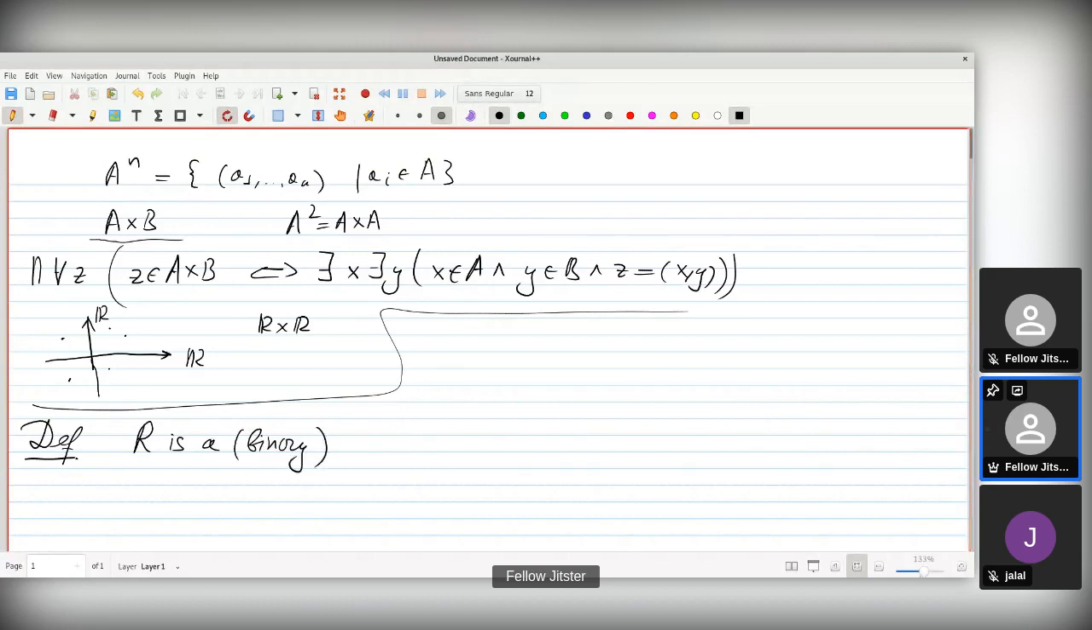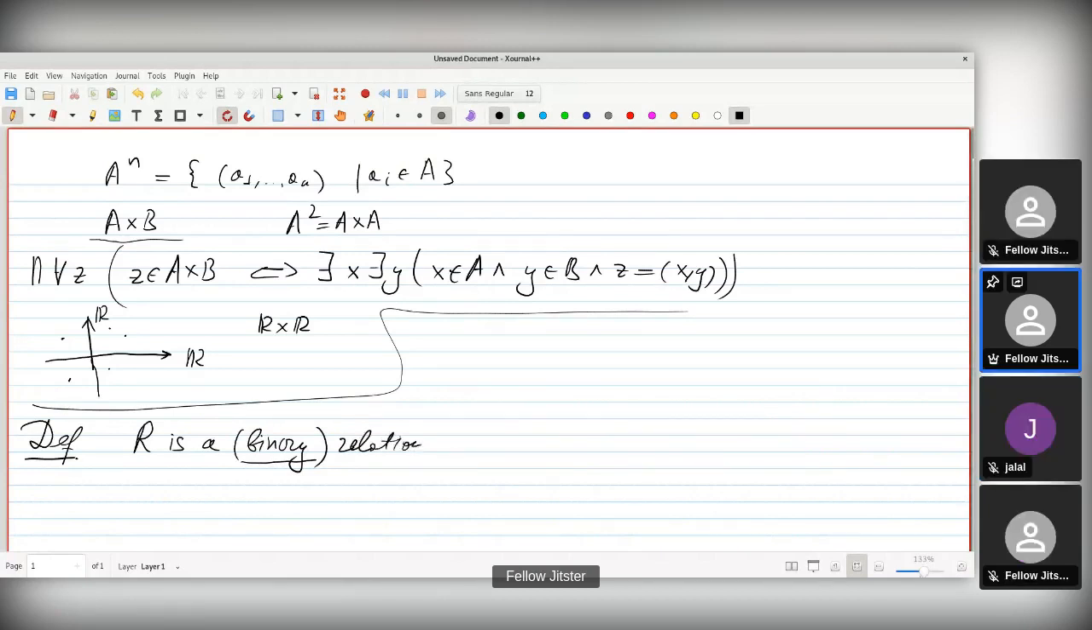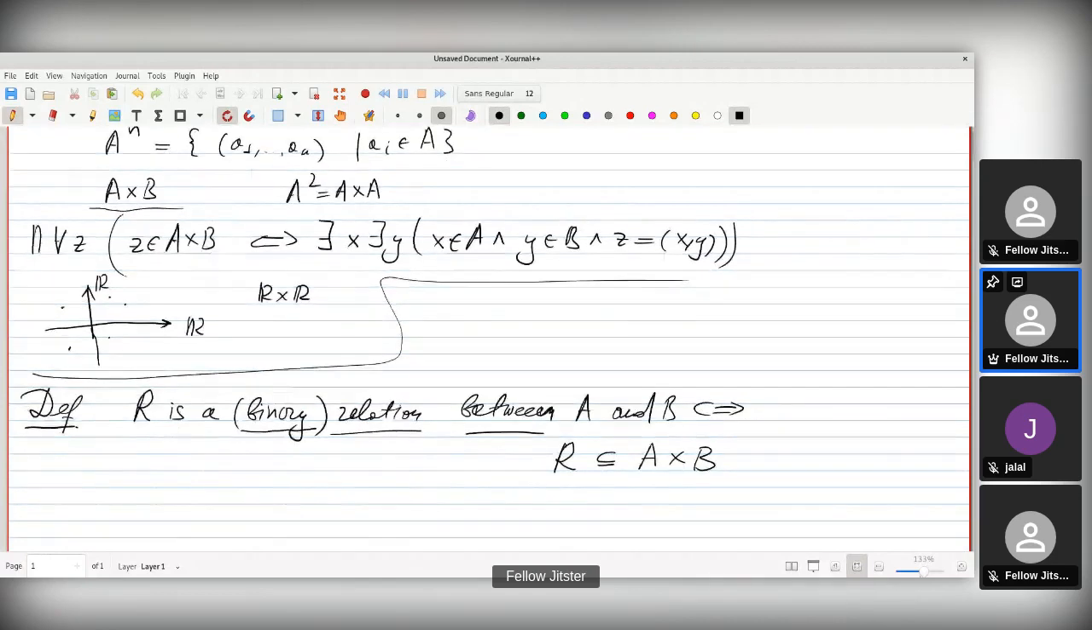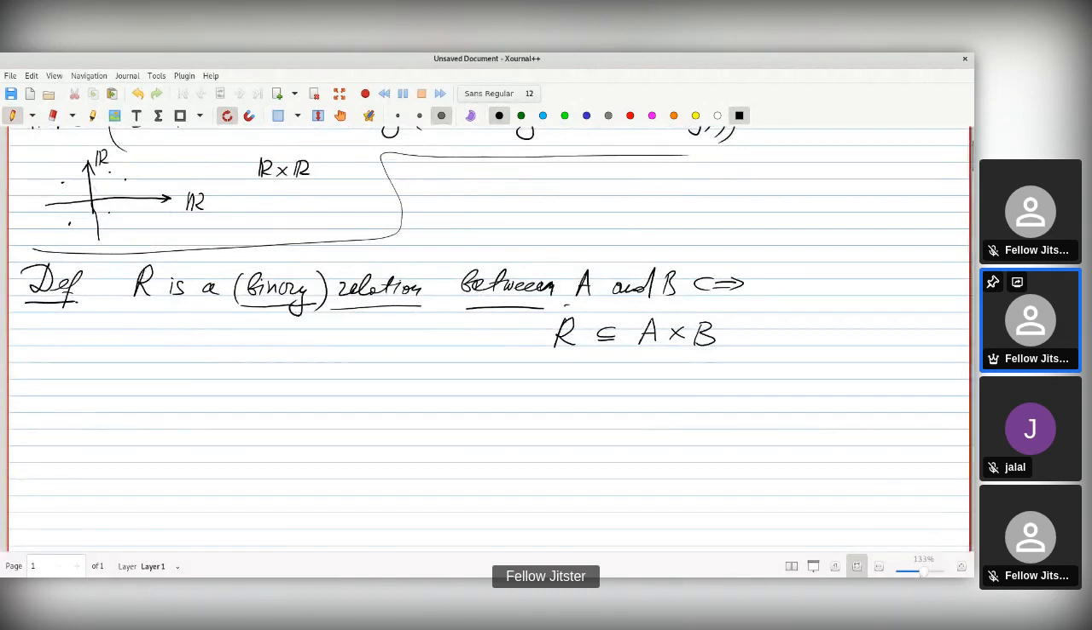Most often we shall omit this word binary. R is a binary relation between two sets A and B if and only if, this definition is really simple, R is a subset of A times B. So a binary relation is any subset of the Cartesian product. Any subset.